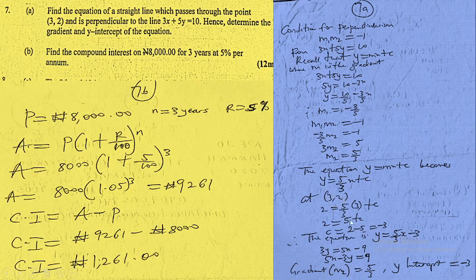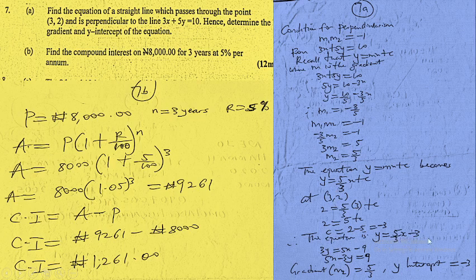So put it back here. We have 2 equals 5 over 3 times x, which is 3, plus c. So 3 can take care of 3 here. We have 2 equals 5 plus c. So c will be equal to 2 minus 5, and that will give us -3. So that means the y-intercept is what? -3. So if you return back into this equation here, then the equation becomes y equals 5 over 3 x minus 3.